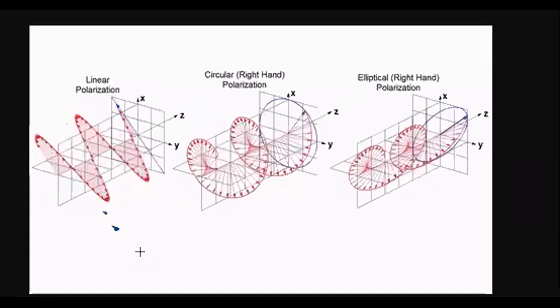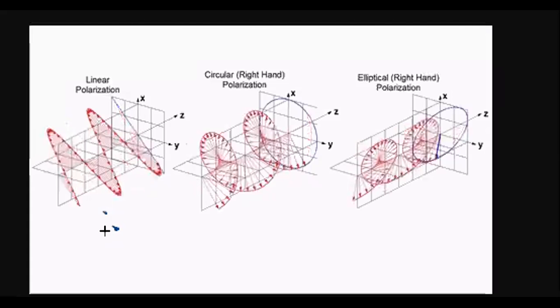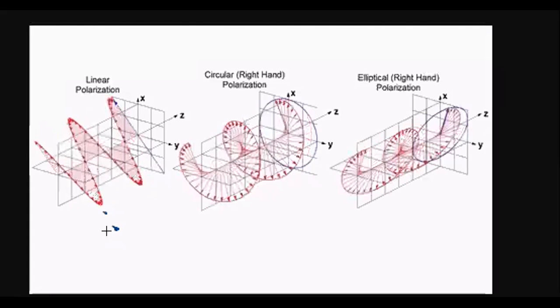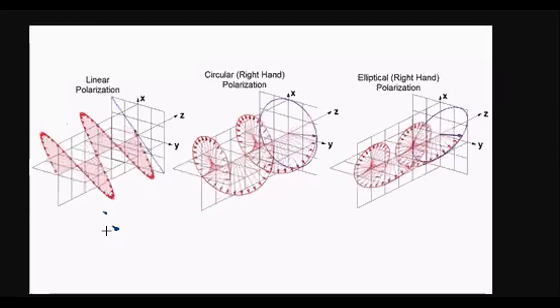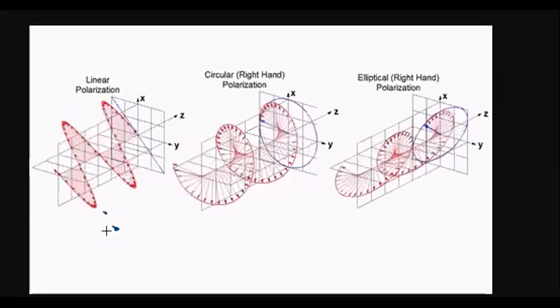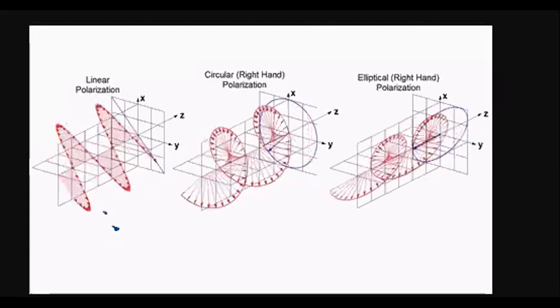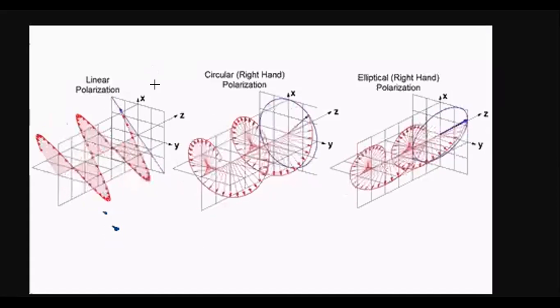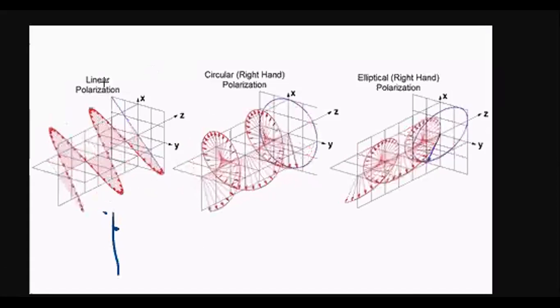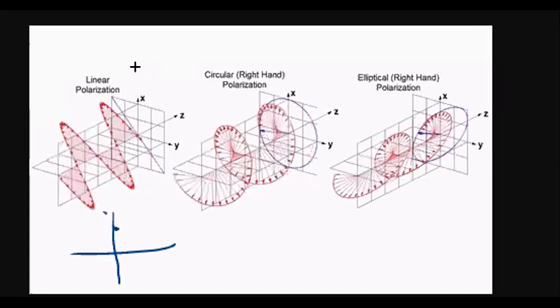So now, if you look here, here they are showing only the electric field nature in all the cases. The first one is called linear polarization. You can see very clearly that the electric field is changing in some manner. In which way is it changing? If you draw the graph, it changes like this.